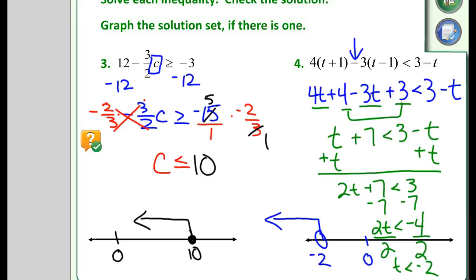So again, isolate the variable by inverse operations, but the question to ask yourself: to flip or not to flip? That is the question.